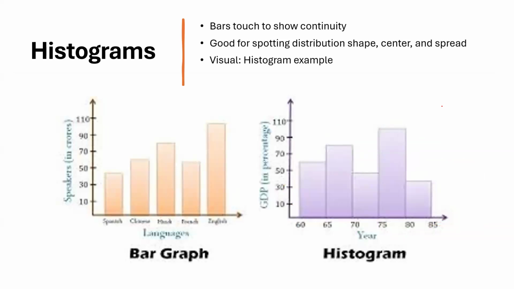Histograms are the go-to tool for visualizing quantitative data. They show how many values fall into different ranges, which we call bins or intervals. Unlike bar graphs for categorical data, the bars in a histogram touch each other. That's because the data represents a continuous range of numbers. One bin flows into the next without gaps.